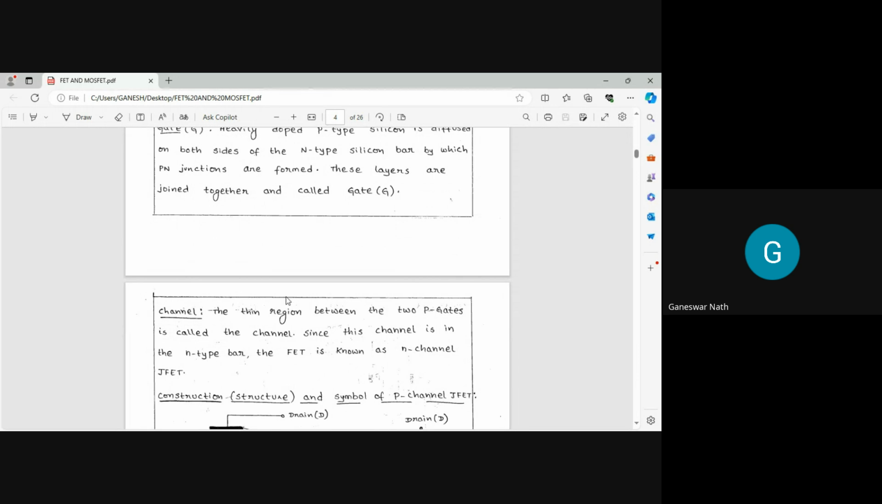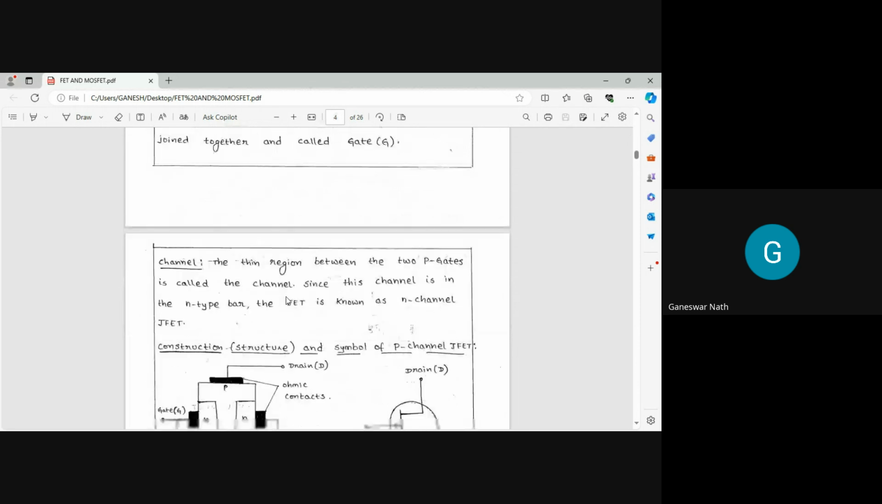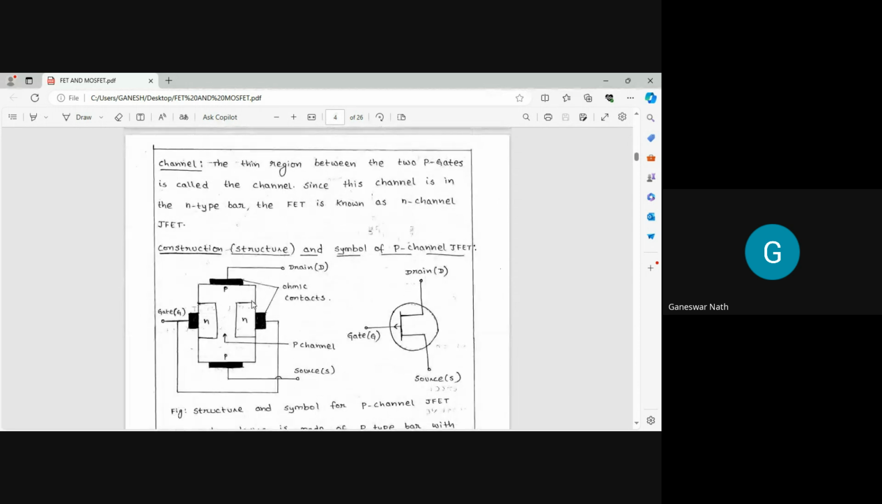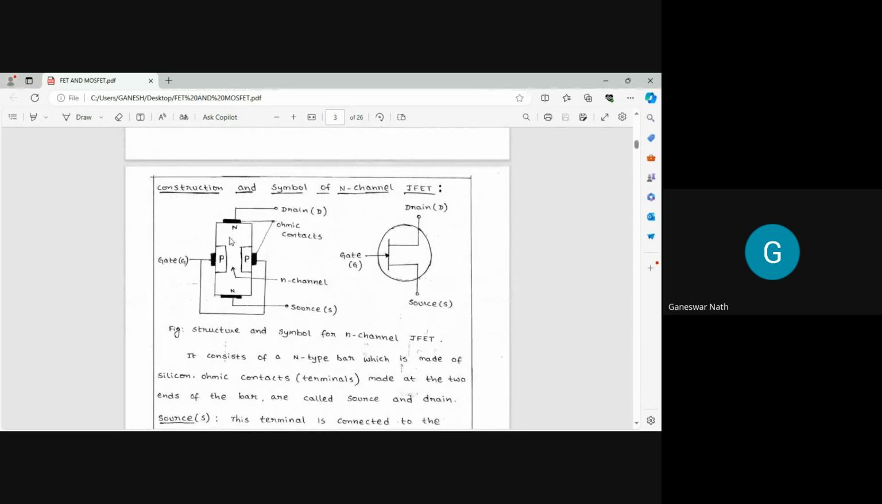Now I'm coming back to the channel actually. I've told you this is a simple channel. So n type substrate to the p type channel. That means this channel gets formed from the source to the drain actually.